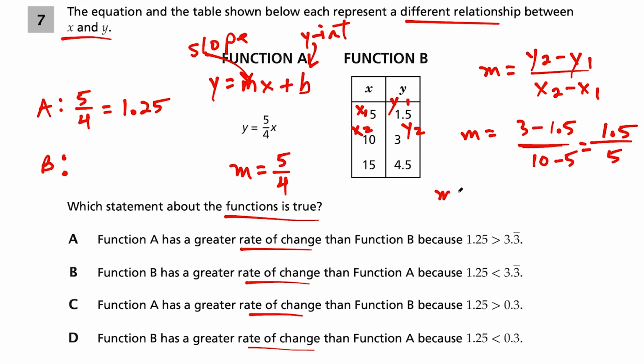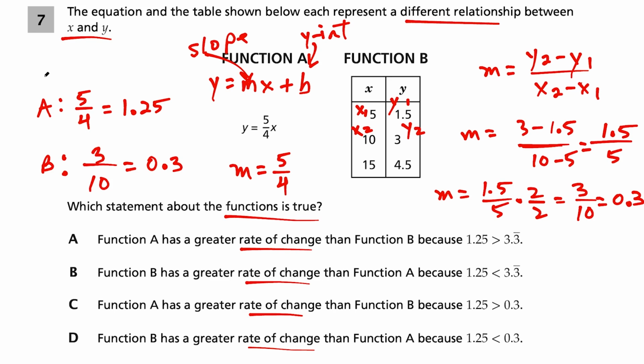And if I want to make this into a nicer fraction, all I could do is multiply the top and bottom by 2. Now 1.5 times 2 is 3, over 5 times 2, which gives us 10. So this simplifies to 0.3 if we want to write this as a decimal. So you have 3 over 10, or in other words, 0.3.